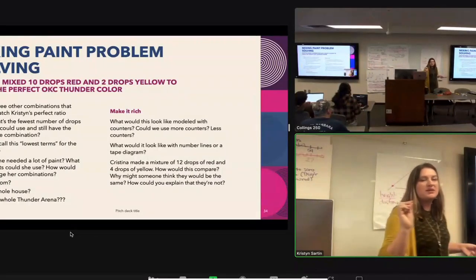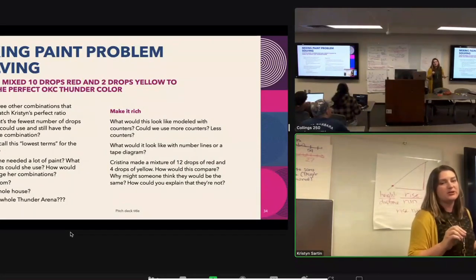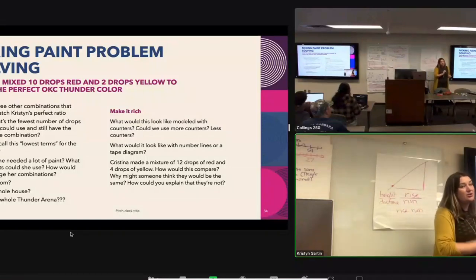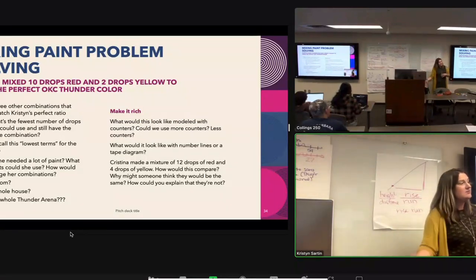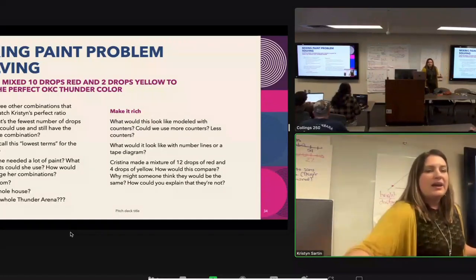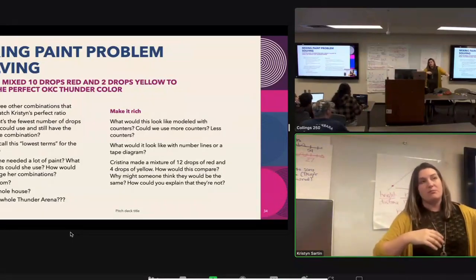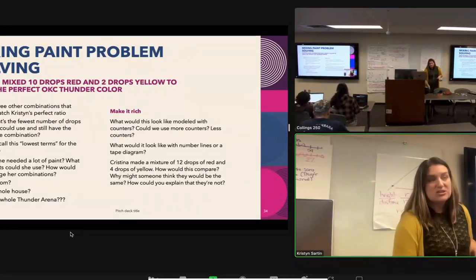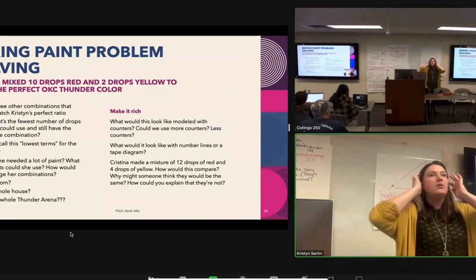Okay, so Kristen mixed 10 drops of red and 2 drops of yellow to make the perfect Oklahoma City Thunder color. Okay, so give me 3 other combinations that would also match my perfect orange color. Because if I do too much red or too much yellow, my color's going to be off, right? Okay, so this is an opportunity to introduce or talk about or come back to lowest terms. What if she needed a lot of paint? A lot. What units could she use?